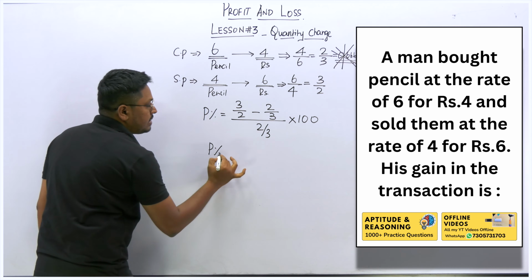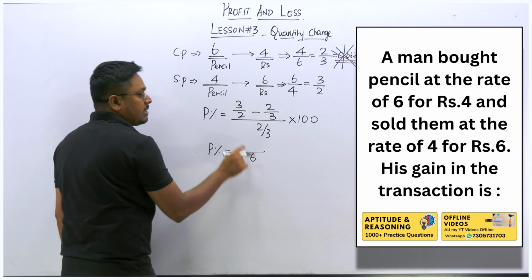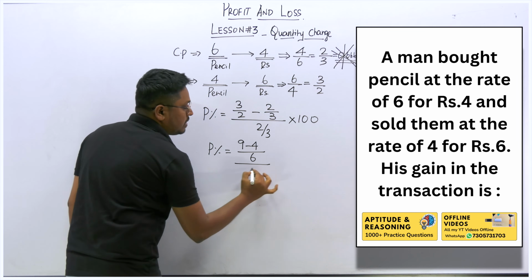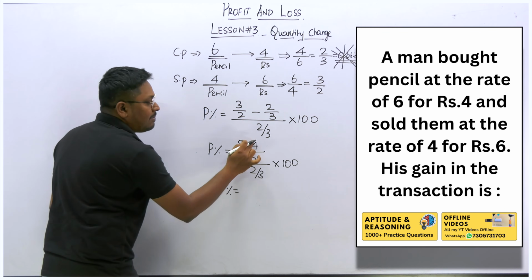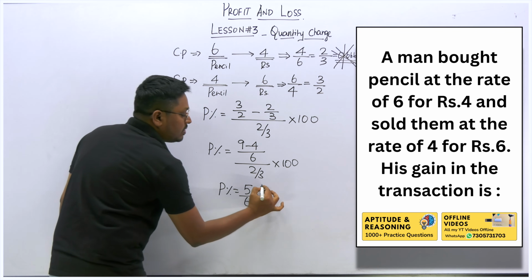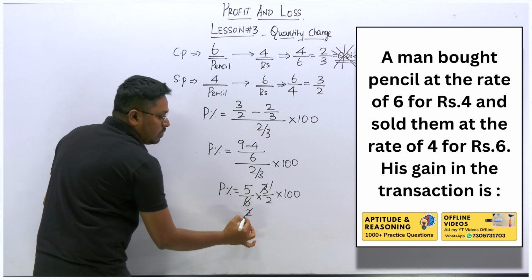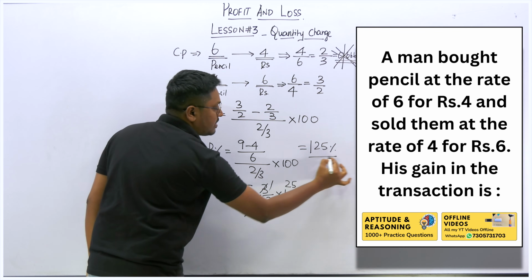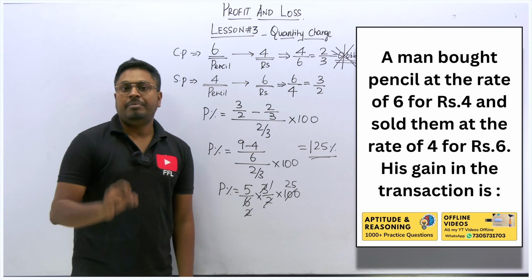So profit percentage is equal to 3 by 2 minus 2 by 3. We can take the LCM as 6 here. So 3 into 3 will be 9, 3 into 2 will be 6, and 2 into 2 will be 4, divided by 2 by 3, into 100. So this will be 9 minus 4, which is 5 by 6. Bring this 2 by 3 towards the numerator: 3 by 2 into 100. So 1 3 is 3, 2 3s are 6, 2 2s are 4. So this will be 25 times 5. So the total answer will be 125 percent. The answer for this question, that is the gain percentage, will be 125.